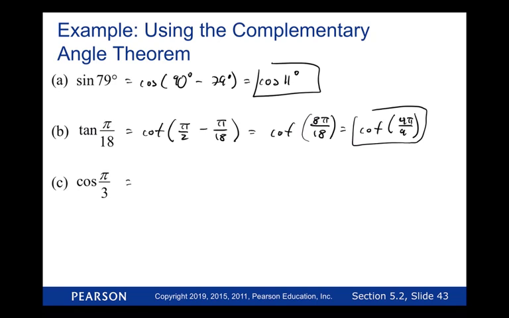Walk me through this one. Cosine of pi over 3 is the same as what? Sine of... Is it 90? What's 90 in radians? It's pi over 180. No, whoa. Back that up. Okay, it's okay. Pi over 2 minus pi over 3, right?